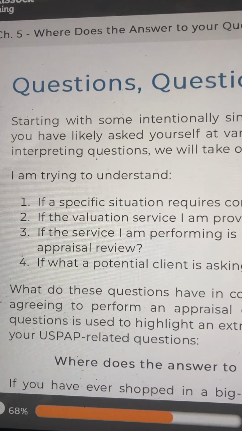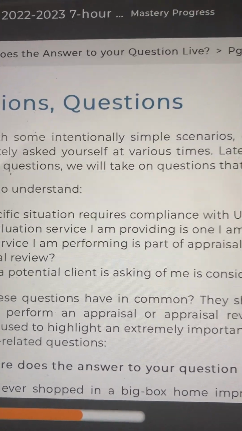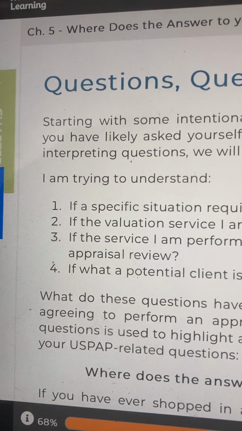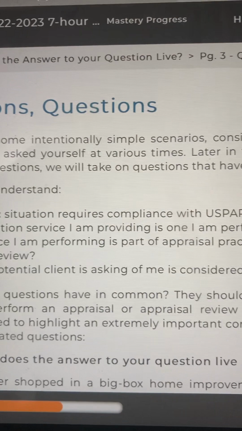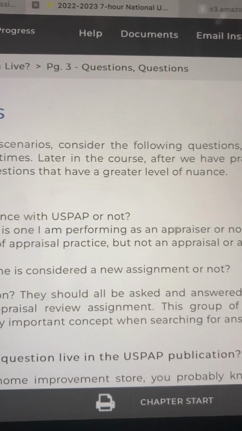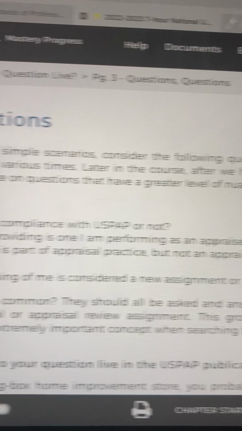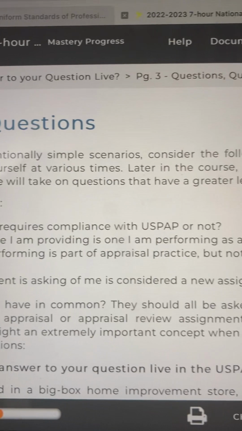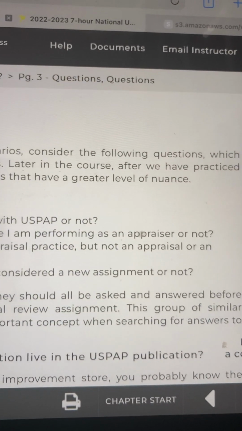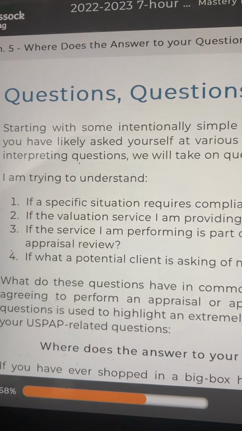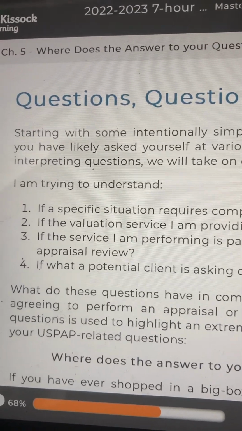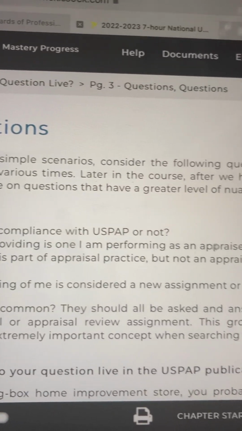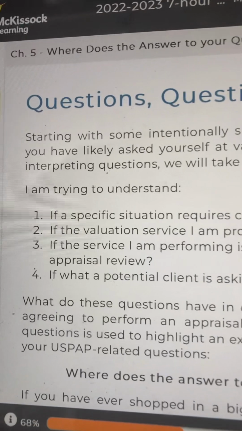I am trying to understand: Number 1, if a specific situation requires compliance with USPAP or not. Number 2, if the valuation service I am providing is one I am performing as an appraiser or not. Number 3, if the service I am performing is part of appraisal practice, but not an appraisal or an appraisal review. And number 4, if what a potential client is asking of me is considered a new assignment or not.